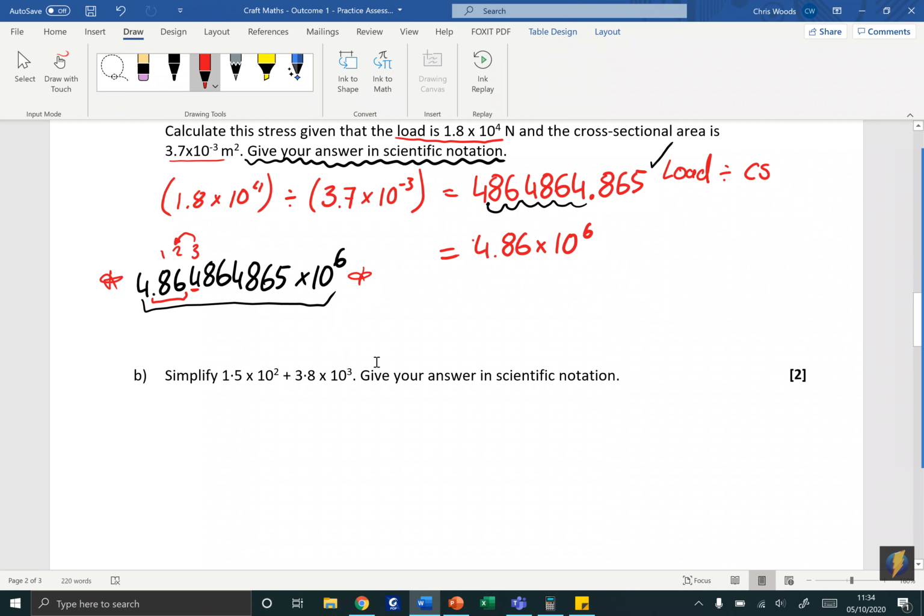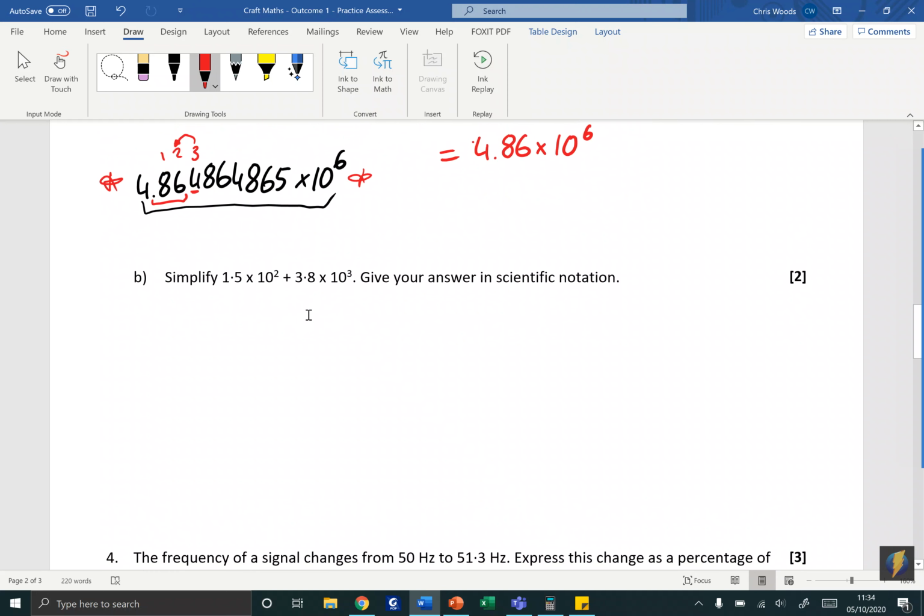Okay, so next one, simplify 1.5 times 10 to the 2 plus 3.8 times 10 to the 3. Give your answer in scientific notation. Okay, so same thing again.